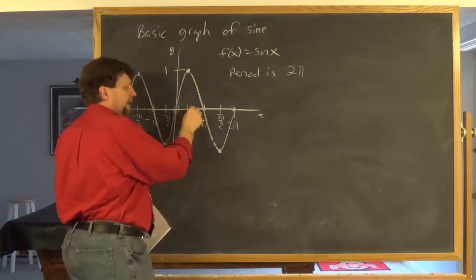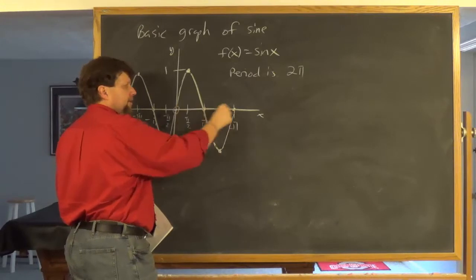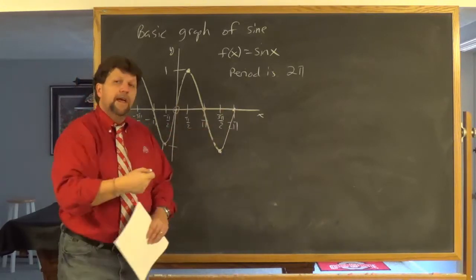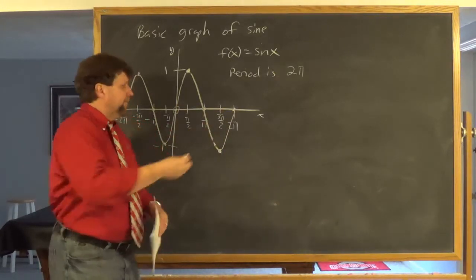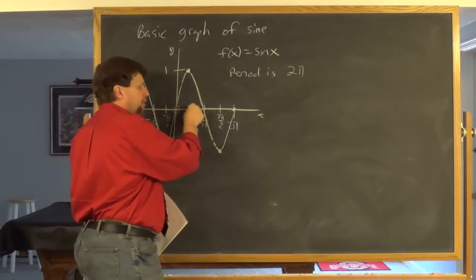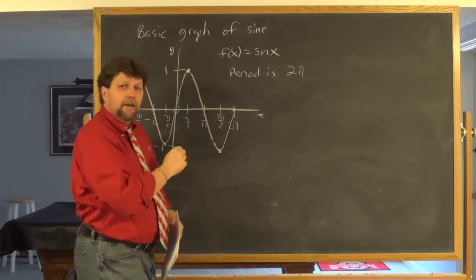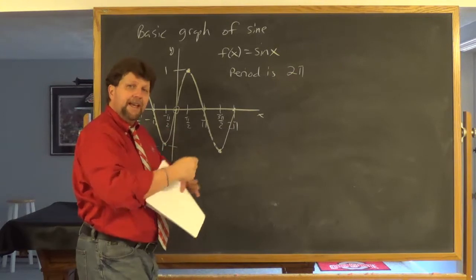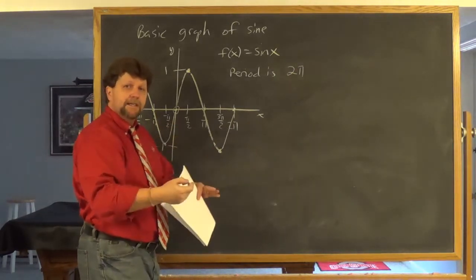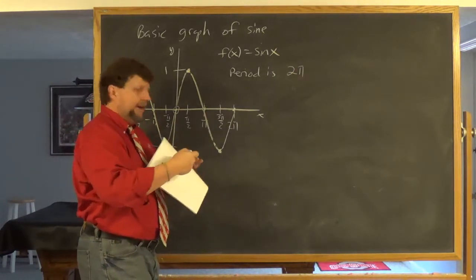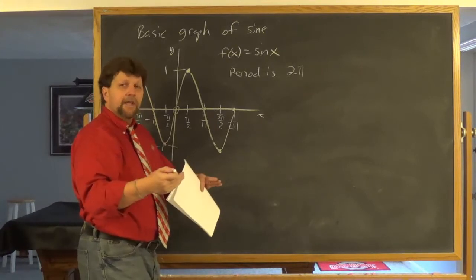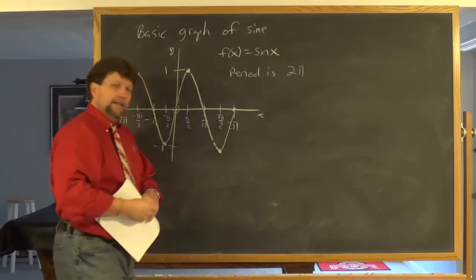The length of that interval from 0 to 2 pi is 2 pi. And if I know the graph over 1 period, I know what the graph looks like everywhere because it's just going to repeat itself. If I know the graph over 1 period, I know what it looks like everywhere because it keeps repeating itself.